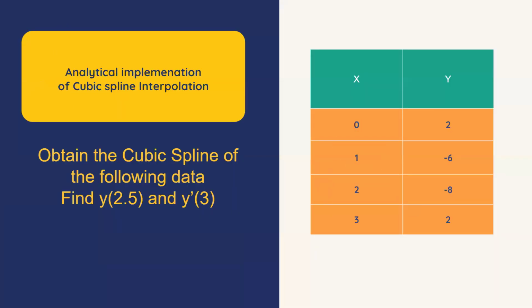So this is the question: obtain the cubic spline of the following data and find y(2.5) and y'(3). These are the points x and y: x is 0, 1, 2, and 3, and y is 2, -6, -8, and 2. So I have to do the problem.